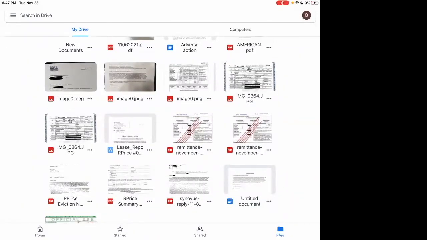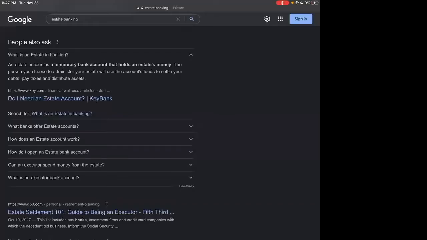So moving on. A quick Google search as to what estate banking is. An estate account is a temporary bank account that holds an estate's money. The person you choose to administer your estate will use the account's funds to settle your debts, pay taxes, and distribute assets. So what are you going to be doing with your assets? You're going to be distributing them to your trust. Your trust can do many things aside from just holding your assets. For example, your trust can hold the money or all the proceeds from anything that you're doing, so that none of your money is in the jurisdiction of the United States. That way, you're still not avoiding, but you're still not liable for taxes. That's another purpose of the estate.